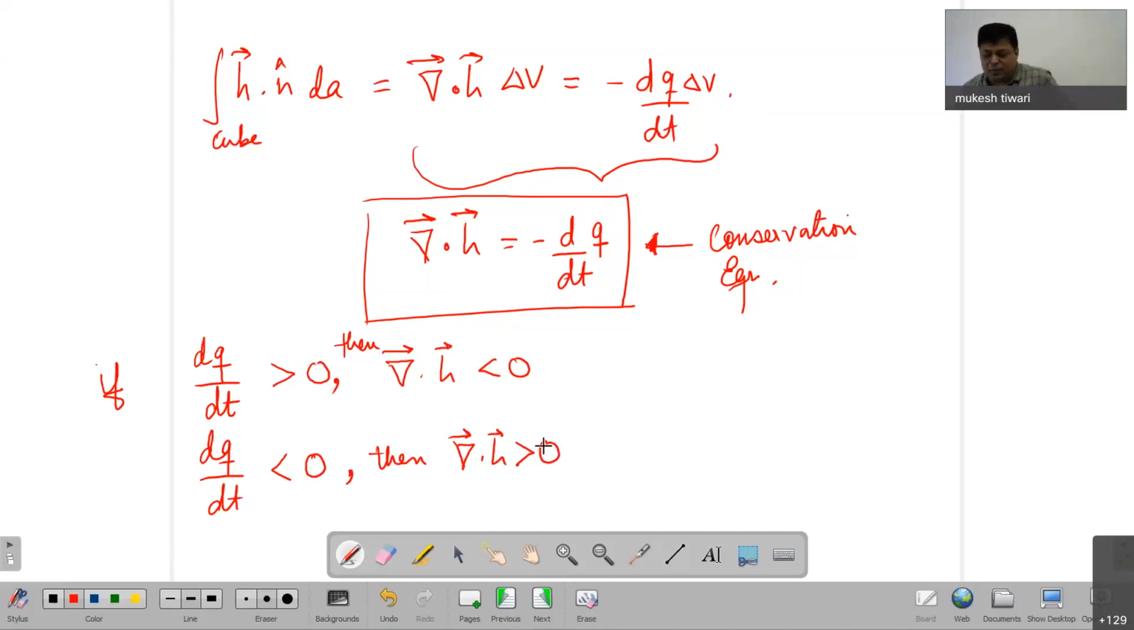And what does this tell you? If the time rate of change of heat is positive, what does this mean? This means that more heat is being accumulated within that volume. That's why it is increasing over time, right? So I hope these are clear.